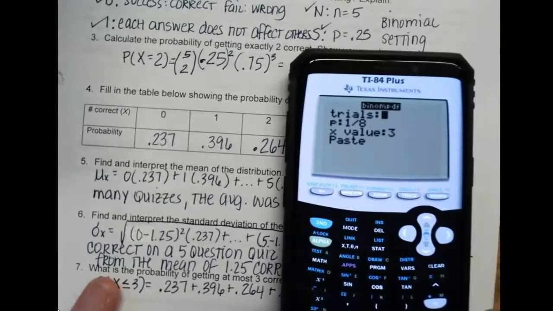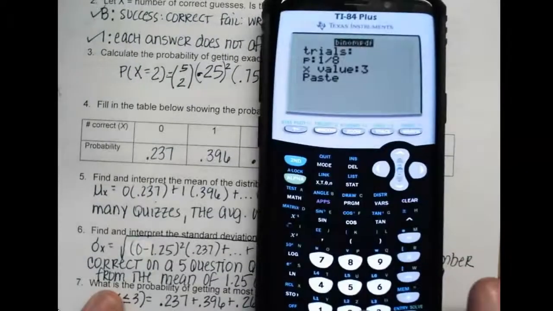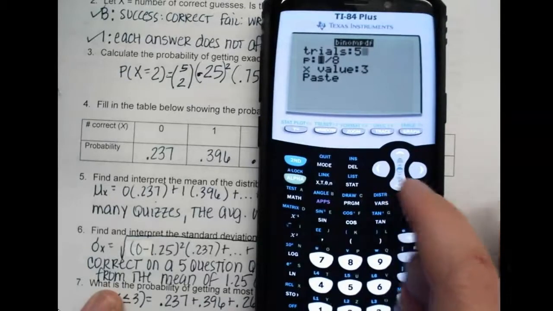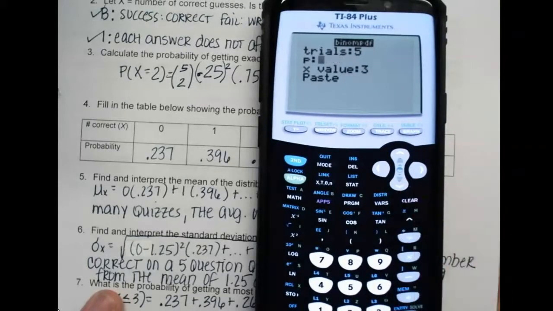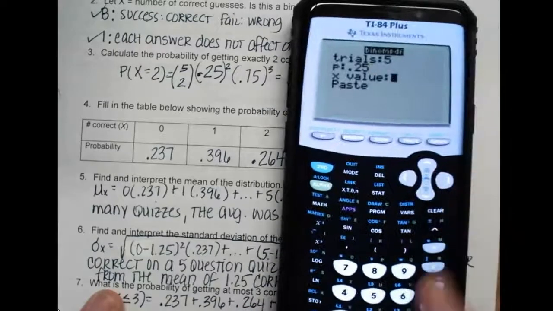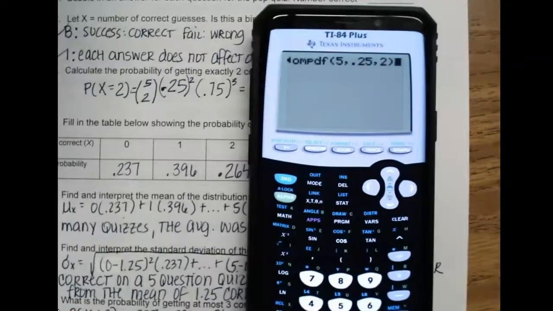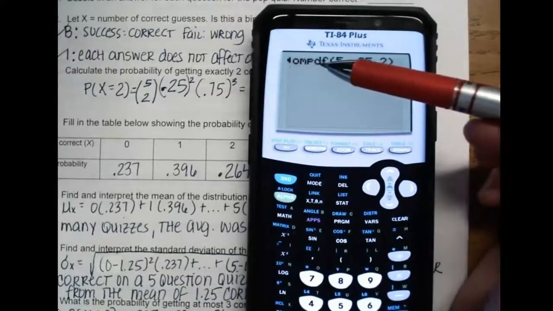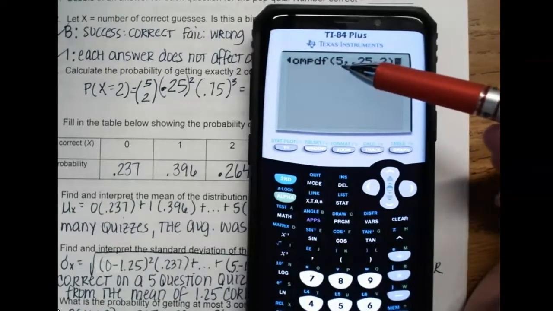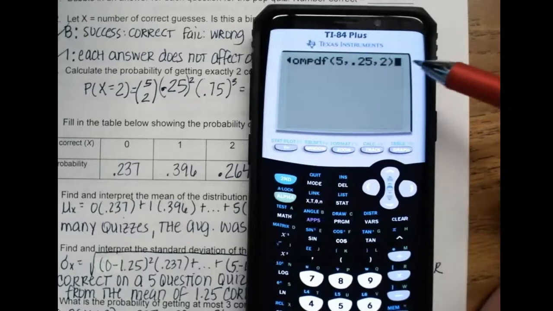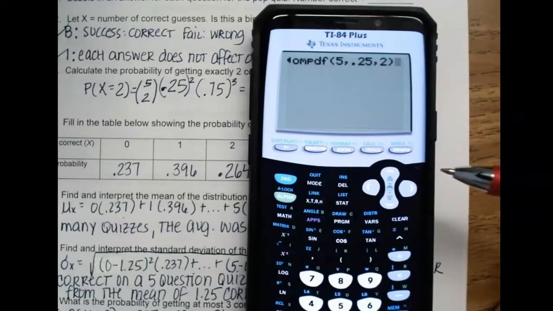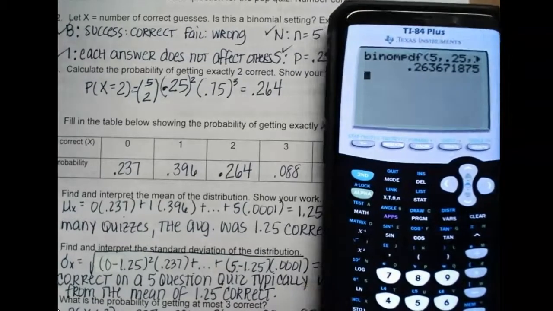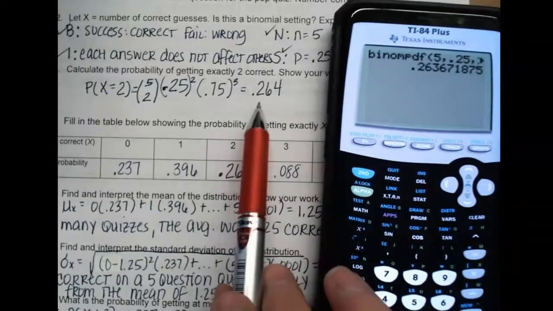So for this scenario, we had 5 questions, so there's 5 trials. The probability of being correct was 0.25, and we wanted to know the probability of getting exactly 2 correct. So for a lot of you, you're going to get the word binom, PDF, and then a parenthesis. So you'll put the number of trials, the probability of success, and which number you're looking for in there. And we're going to press enter. And look, we got 0.2636, which we rounded to 0.264.